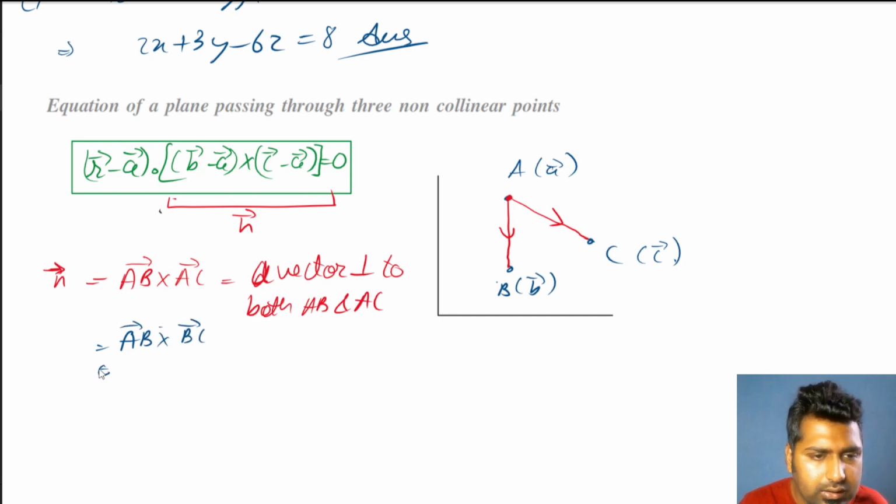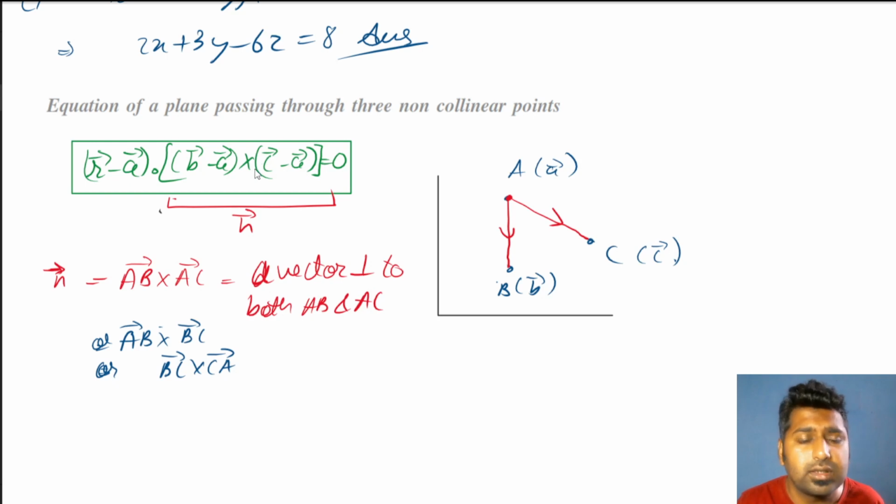Or AB cross AC, BC cross CA, AC, one and the same thing. That means the subtraction order doesn't matter. The cross product order doesn't matter. You'll still get the correct answer. And also, you can change this A. This is r minus a, right? It's not necessary that you have to write r minus a. You can write r minus b, r minus c also. Still, you get the same answer. So no matter how much you mess up this formula, this will give you the correct result. All you have to do is find two vectors in the plane, do the cross product of them, and then use this form, r minus a dot n.